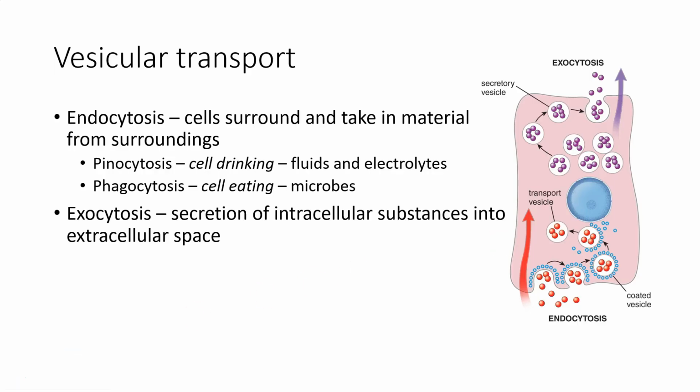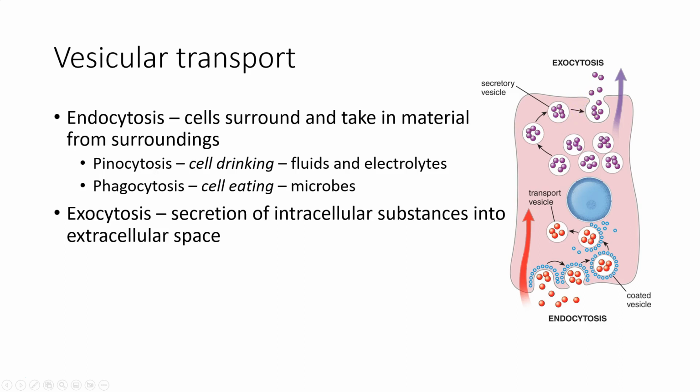Vesicular transport is where there's a vesicle, or some kind of little vehicle, that moves substances. So we have 2 types. We have endocytosis. This is where we bring things into the cell. The cell will ingest material by enveloping it in a portion of its cell membrane, and then it pinches off that portion of the cell membrane.